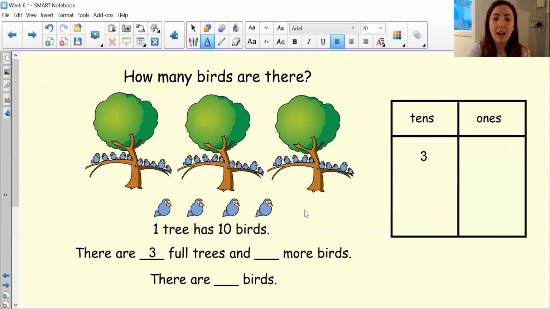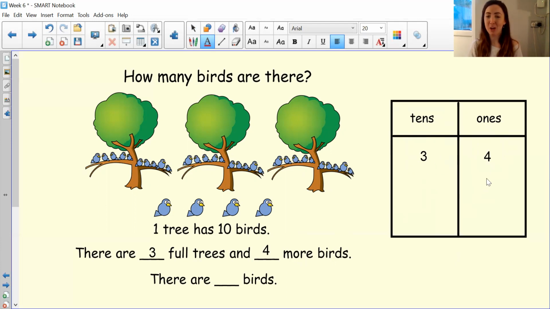Okay, so there are 3 full trees, which we know is 3 tens because there are 10 birds on each tree. And blank more birds. How many more birds are there? 1, 2, 3, 4 more birds. So here I'm going to write 4 more birds. And that means in the ones column, I'm going to put the number 4. So there are 3 tens and 4 ones.